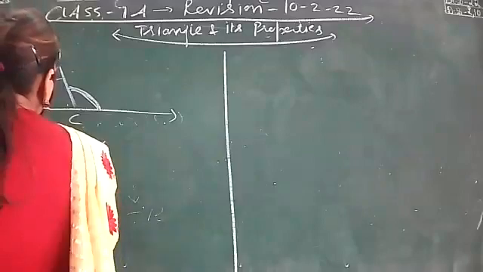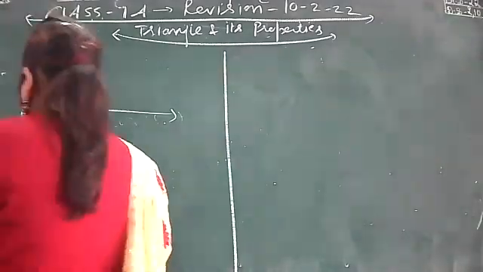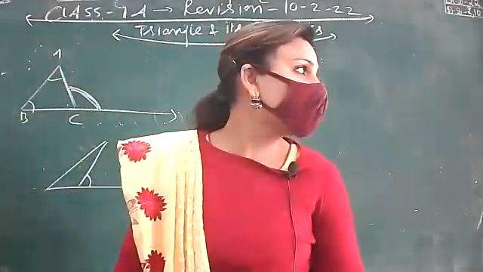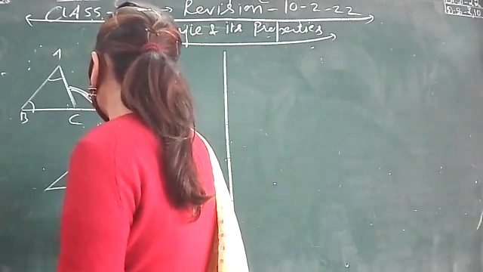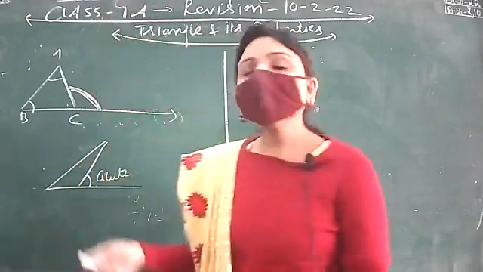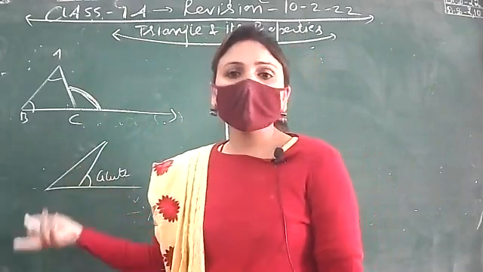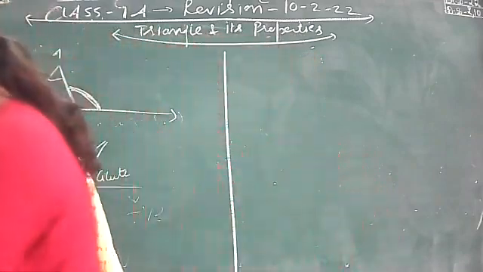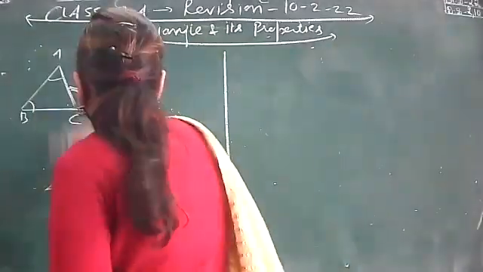What can you say about the interior opposite angles if the exterior angle is acute? Both will be acute, क्योंकि दोनों इसके सम के इक्वल हैं. अगर यही acute है तो ये दोनों भी क्या होंगे? Acute ही होंगे. चलिए, now I am discussing, try this. First question, same page.